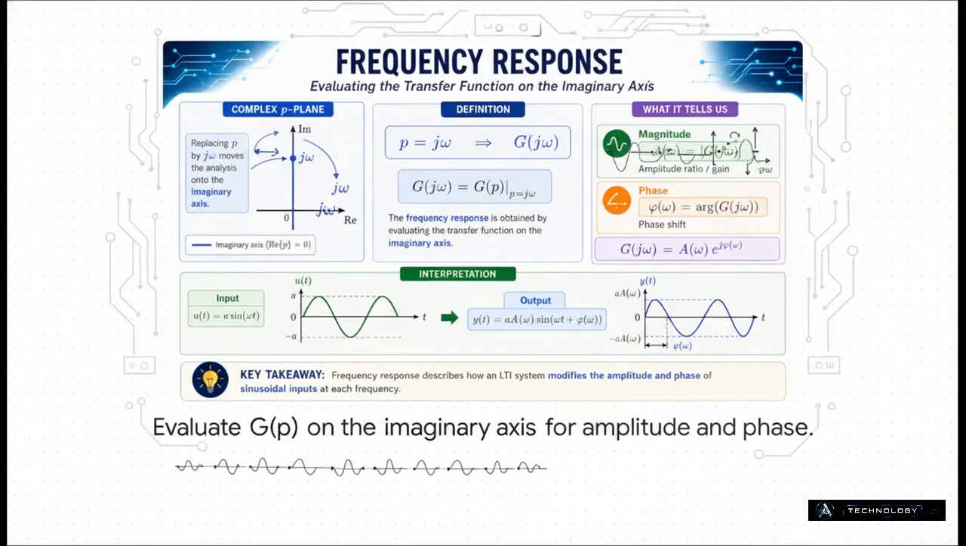This is where the math behind the magic comes in. We take our transfer function, G(p), and we evaluate it strictly on the imaginary axis of the complex plane. By simply replacing the complex variable p with jω, we suddenly have this incredibly powerful tool. It reveals exactly how the system modifies the input at any given frequency. The magnitude of G(jω) gives us our amplitude ratio, and the angle gives us our phase shift. By sweeping through different frequencies, different omegas, right, we can see exactly how the system changes the amplitude and phase of literally any sinusoidal input we throw at it.